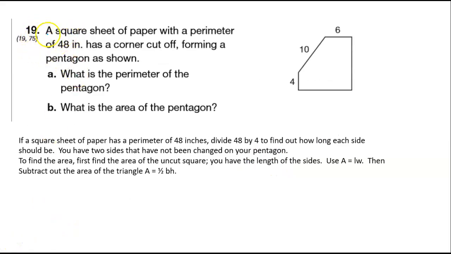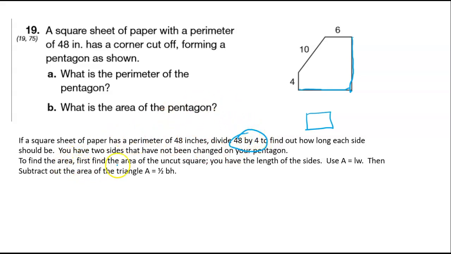All right, so 19, which is not starred, it says, let's see, a square sheet of paper with a perimeter of 48 inches has a corner cut off forming a pentagon as shown. What is the perimeter of the pentagon? Okay, so if a square sheet of paper has a perimeter of 48 inches, we divide 48 by 4 to figure out how long each side should be. 2 of the sides have not been changed on your pentagon. This side and this side have not been touched, so they'll remain whatever 48 divided by 4 is.